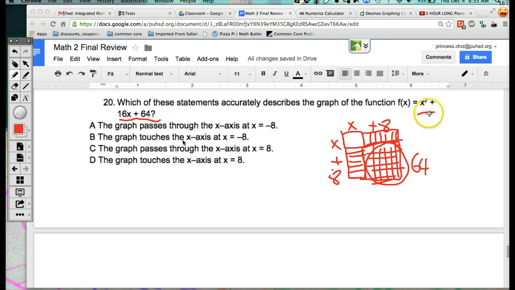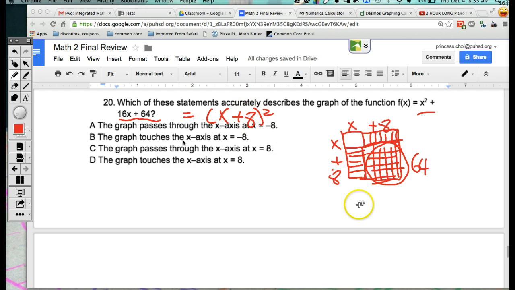And guess what? We have everything. We got the x squared, we got the 16 rectangles, and we got the 64 little squares. This is a complete square. So what is the equation for this one? What is the factored form? It's going to be x plus 8 squared, right? Because it's x plus 8 times x plus 8, right? So then what does that mean?